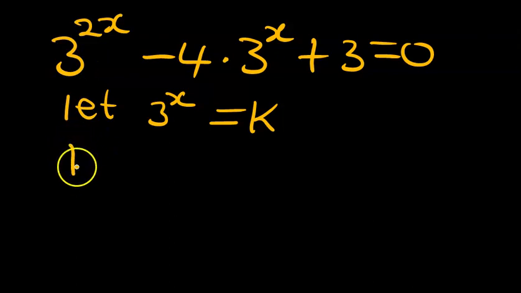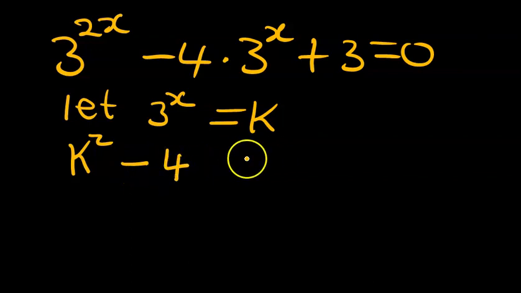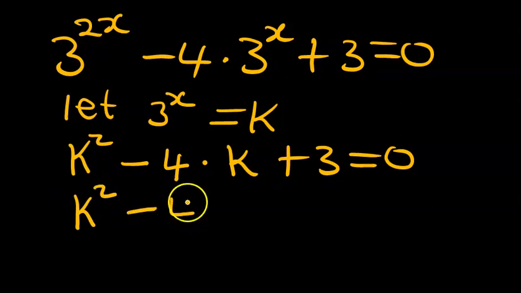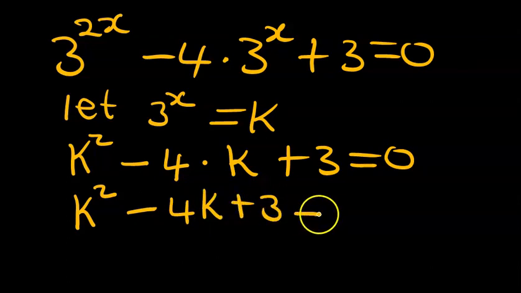Now since 3 to the power x is equal to k, here we are going to have k squared minus 4 times k plus 3 is equal to 0. Let us write this as a quadratic equation: k to the power 2 minus 4k plus 3 is equal to 0.